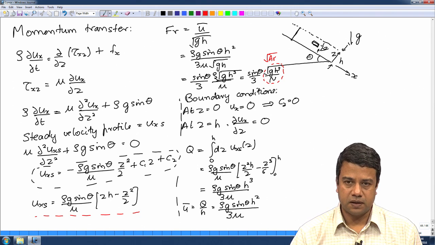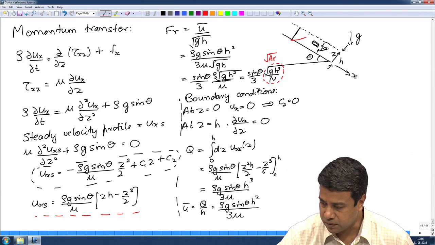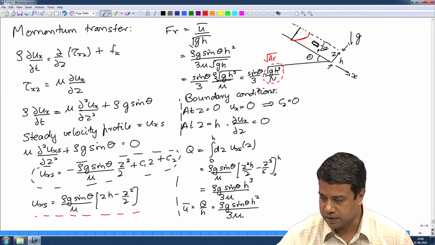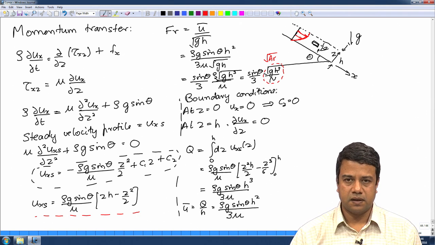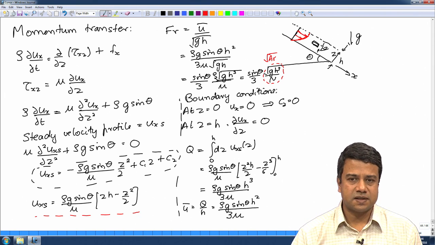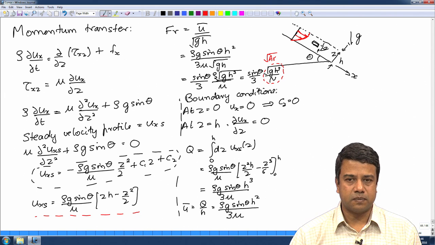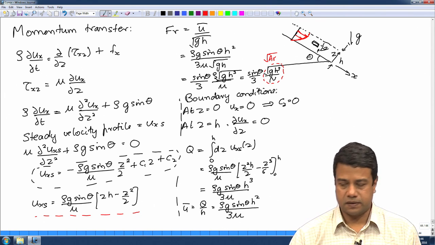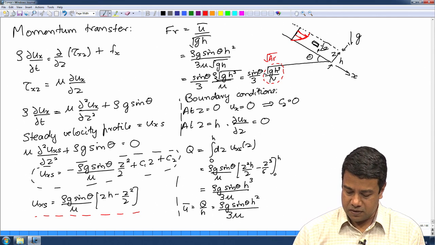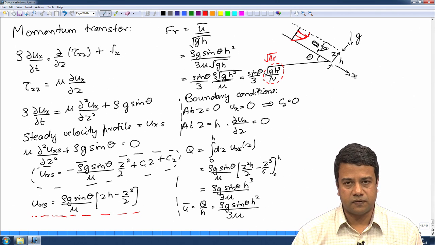If I plot it, it has 0 velocity at the base, and it has 0 slope at the top. So, it is basically a parabolic velocity profile, with 0 gradient at the top and 0 velocity at the base. This is the standard velocity profile that you will get whenever there is a body force acting. You will get a parabolic profile, because the solution of this equation turns out to be quadratic in z: the second derivative balances the body force.